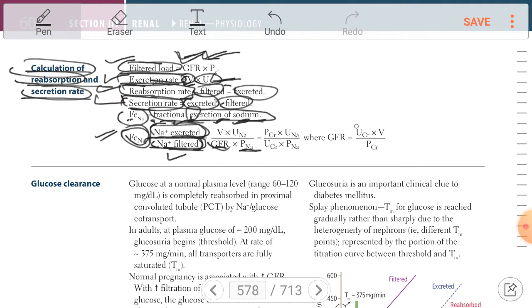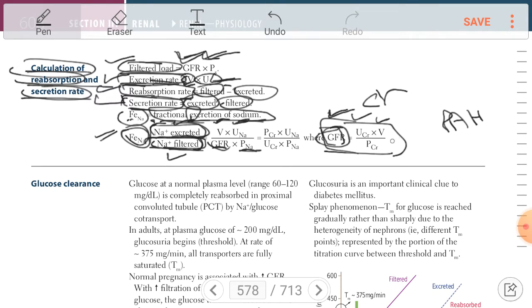Then you know this equation: glomerular filtration rate equals U multiplied by V divided by P. In the case of glomerular filtration rate, it is measured by creatinine. In the case of renal plasma flow, it is measured by para-aminohippuric acid. So what you need here is the glomerular filtration rate, which equals the urinary concentration of creatinine multiplied by the urine flow rate, divided by the plasma concentration of creatinine.